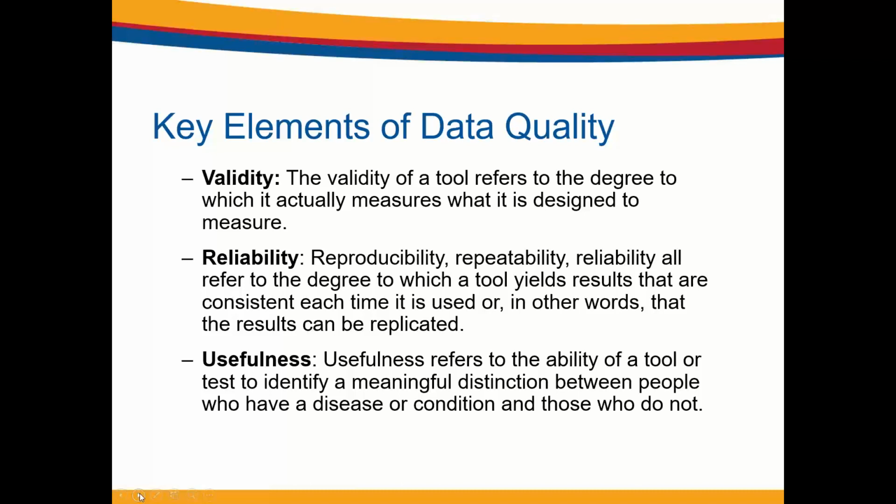And then usefulness, the ability of a tool to identify a meaningful distinction between people who have a disease or condition and those who do not. Now, we have the word disease in here, which comes more from a public health perspective, and is not a great word for our field. But this is really about A or B. Can this tool detect whether this condition, this experience, is occurring or not? Is it there or is it not?